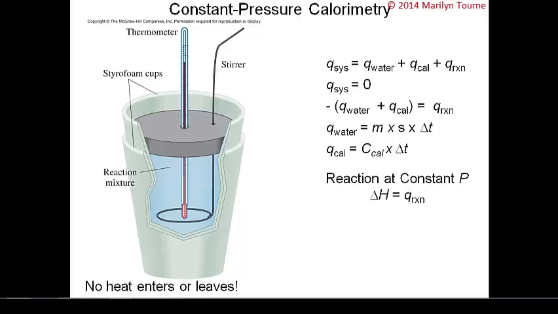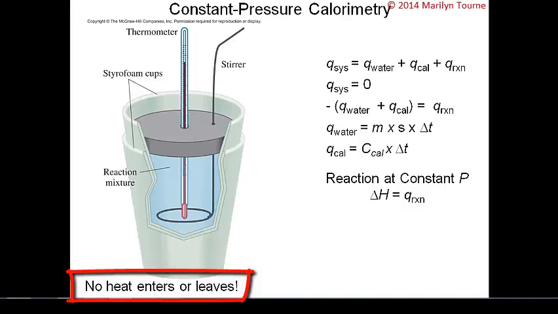Two solutions of known volume containing the reactants at the same temperature are carefully mixed inside the coffee cup. Then the heat that's produced or absorbed by that reaction can be determined by measuring the temperature change with the thermometer. You have to assume that no heat will enter or leave this. Of course, this is very crude, but for our purposes, we're going to assume that no heat enters or leaves this calorimeter.